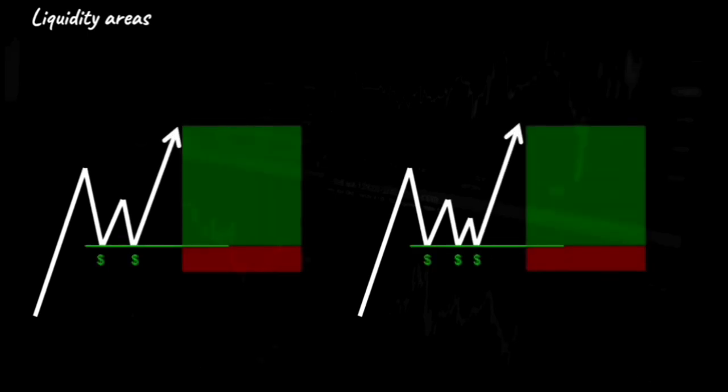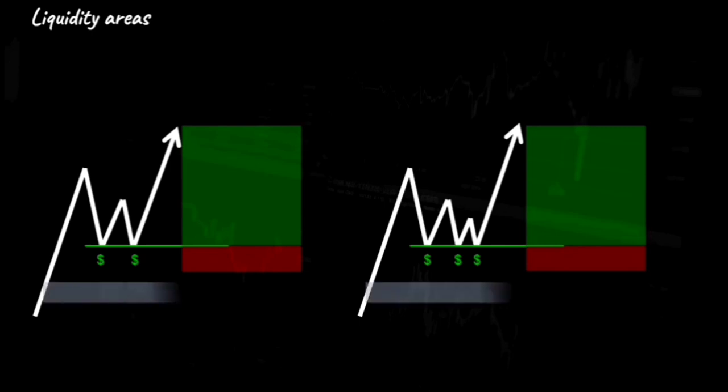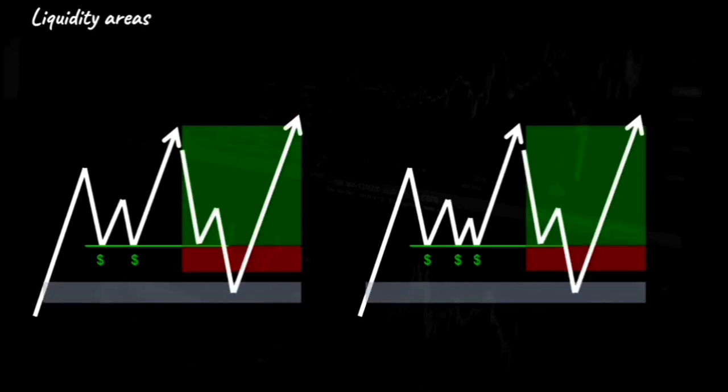We know that multiple rejections are interesting entry levels for traditional traders, so there are many stop losses, and liquidities are gathered below them. Smart money aims to sweep all of the retail traders' stop losses, and we want to enter the trade after stop losses have been swept.